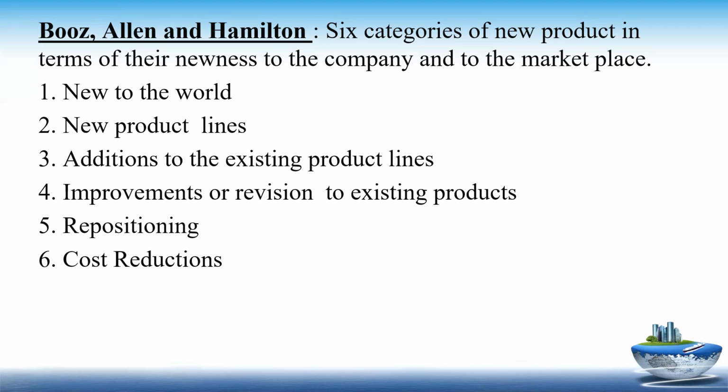That is, we are talking about the 6 categories of new product in terms of their newness to the company and newness to the marketplace. So how the product can be new to the market or new to the company. The 6 categories have been introduced by Booz, Allen and Hamilton. The first one is new to the world. This means a new product that creates an entirely new market. Then new product lines means a new product that allows a company to enter an established market for the first time. They are entering the market for the first time.